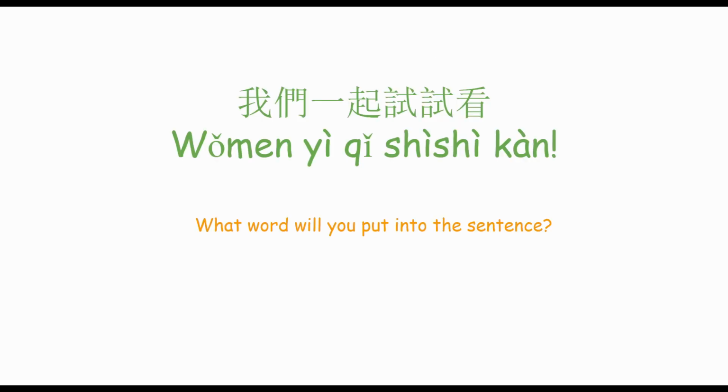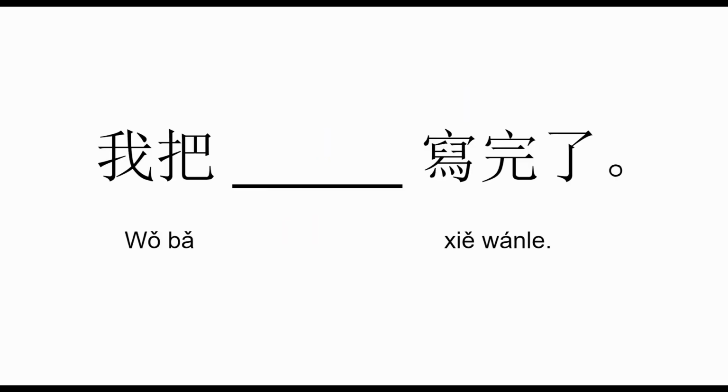Now it's your turn to try some sentences. This is very much like practice time of the old videos. 我们一起试试看咯。Good luck. Fill in the gaps. 我把 Beep. 写完了。So the verb in this one is to write and the result is to finish. 好，我把功课 homework 写完了。我把功课写完了。I finished doing my homework.